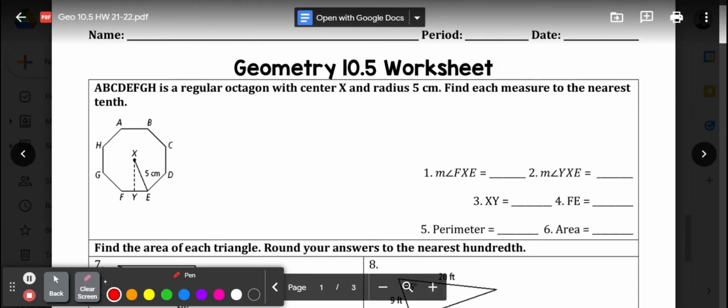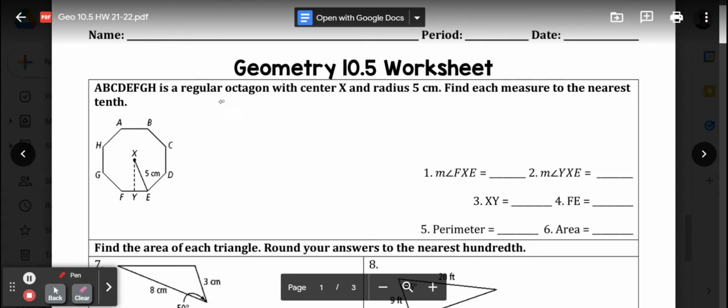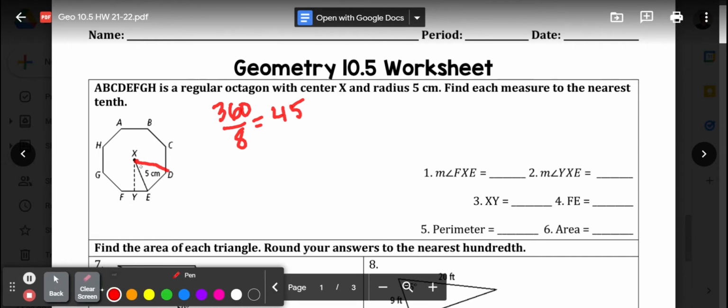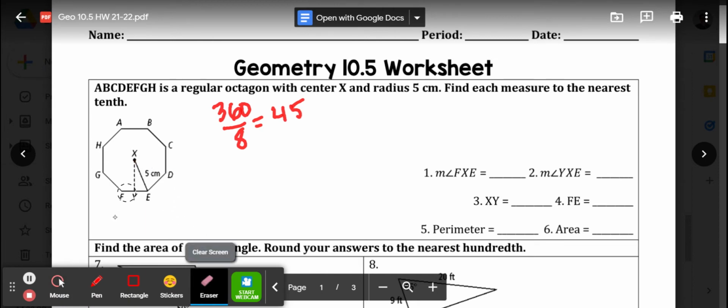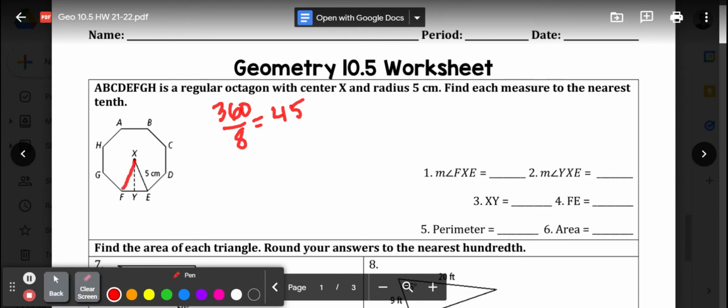So we are going to find all these little angles first. Before I do any of that, I should probably locate the central angle, which is 360 divided by 8, which I believe is 45. So that's the central angle, the entire angle. But this is just asking for FXE. So actually, let's erase that and put in FXE is this whole angle. So that should be 45. That's the central angle.